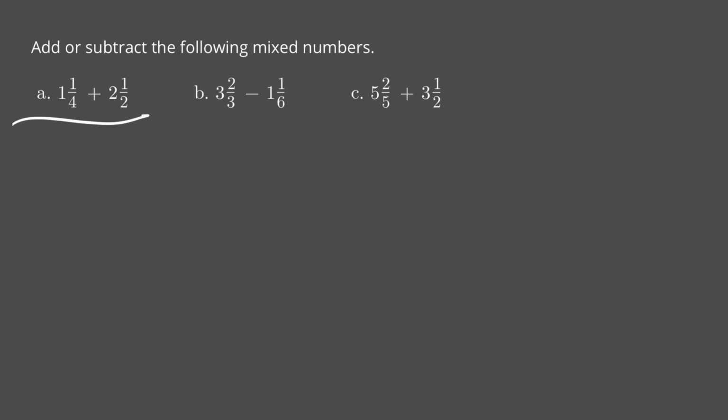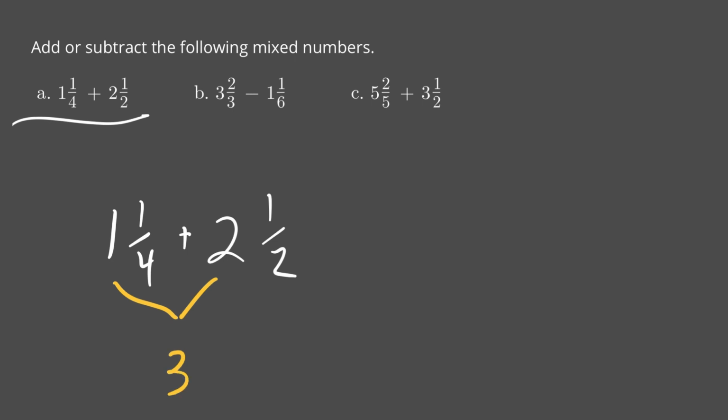For letter A, we have 1 and 1/4 plus 2 and a half. To simplify this, the first step is to combine the whole numbers. So we have 1 plus 2. That gives us 3. Now we have to add the fractions. We'll do that in a different color. Bring them over here. So we have 1 over 4 plus 1 over 2.